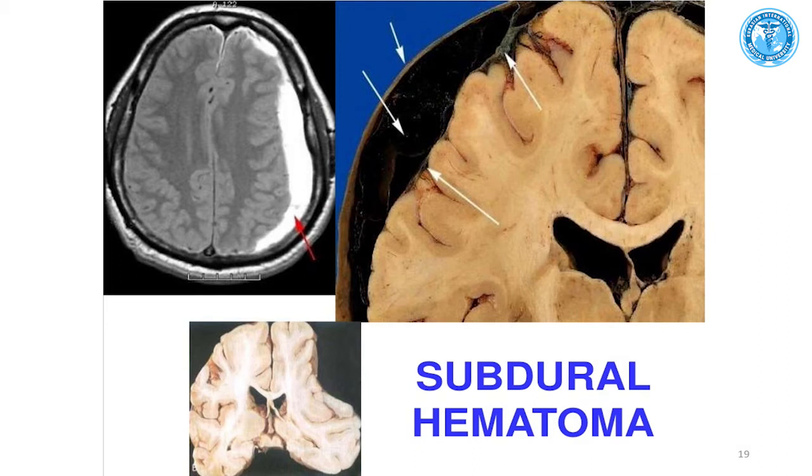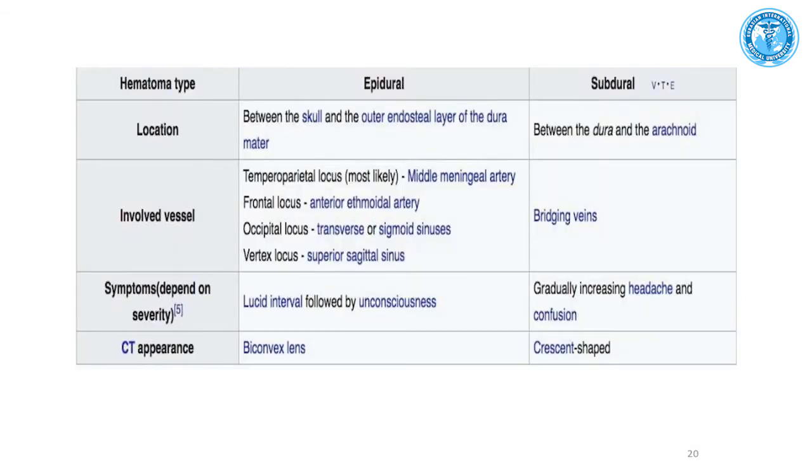That compress the brain. You see types of hematoma and localization, and we can divide what's the type of them.